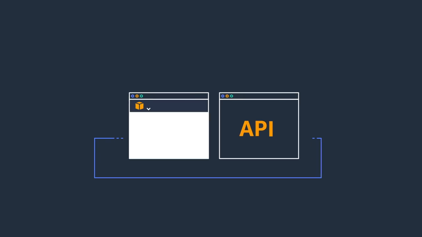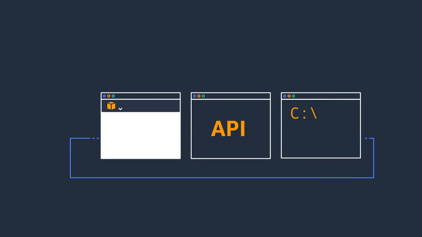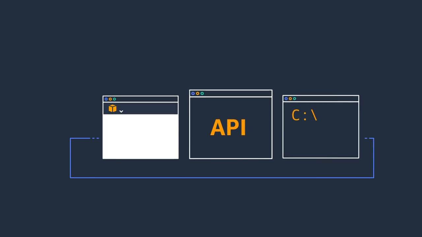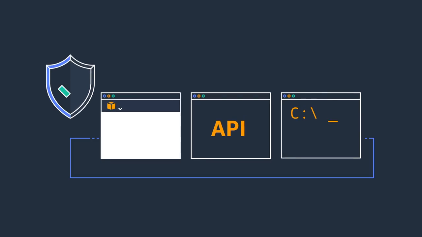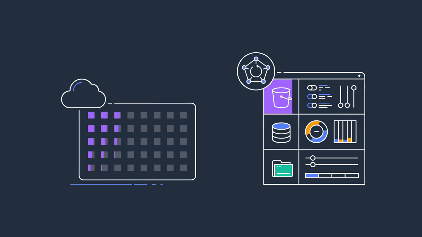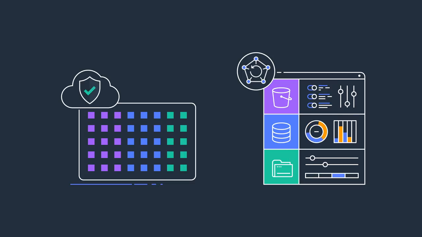AWS Backup streamlines business and regulatory backup compliance by providing a single centralized backup console, set of APIs, and CLI to manage and audit all your backups in AWS. With all your backups in one place, it's easy to find the backups you need when you need them and audit which of your resources are protected and how they are being backed up to ensure compliance.